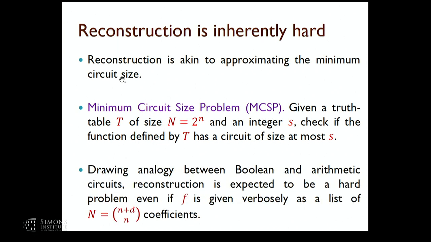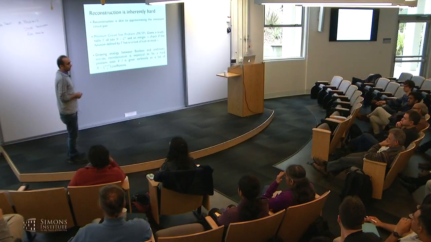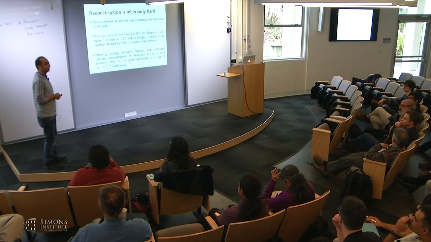But we'd like to draw an analogy between the Boolean and the arithmetic world, and would like to say that it seems like reconstruction is also hard, even if f is given verbosely as a list of coefficients. So that's the analogy between truth tables and polynomials, the verbose representation of polynomials. So you don't have an analogous result, it's just an analogy. It's an analogy, yeah. So by analogy, it seems like learning arithmetic circuits is also hard.